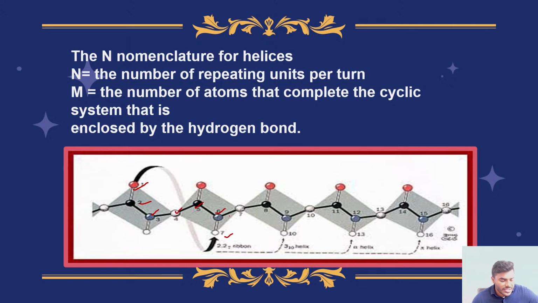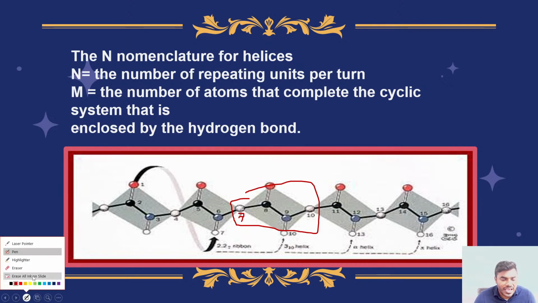Now you all people have to get a valid doubt. Sir, why are you not counting this 7 and why have you counted this 7? Because from this 7 once again a new amino acid is starting. And anyway, this 7th atom is not involved in the ribbon formation.